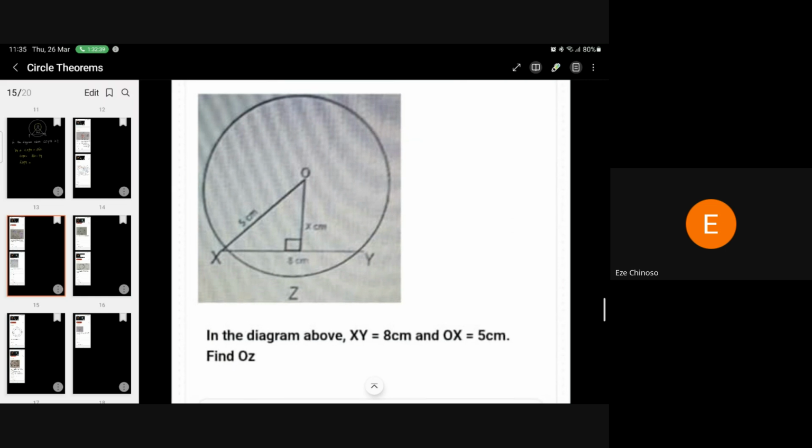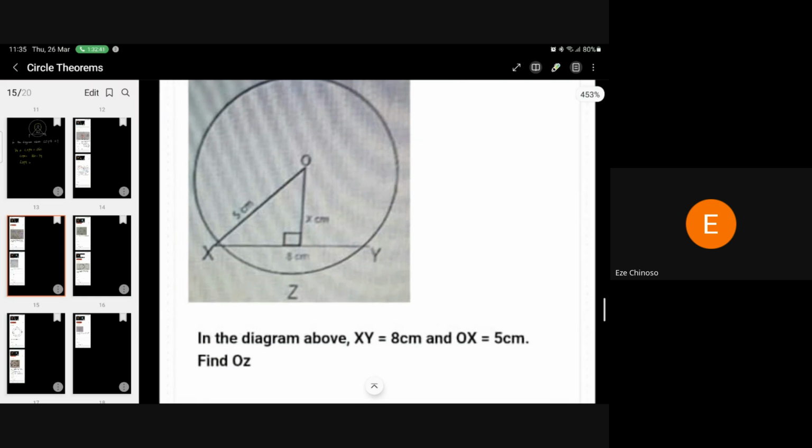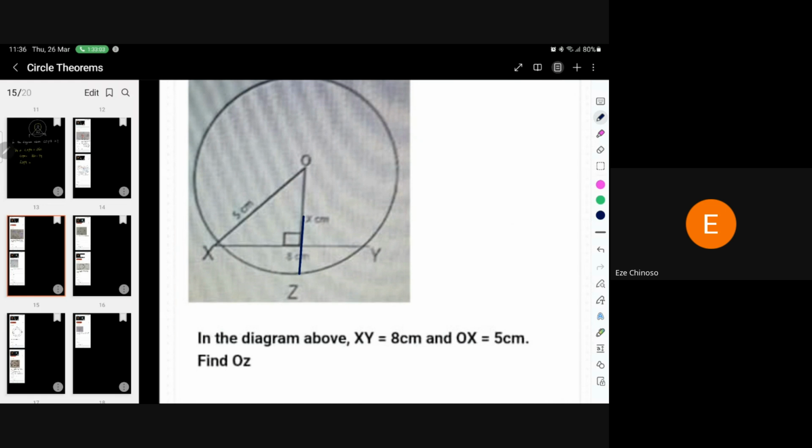Look at this one. They say we should find OZ. Where is OZ again? OZ is the radius now. So they are looking for this line from here down here. That's what they're asking us to find. Are you seeing it now? That's your OZ. Now, if you have that here is X, here is 5.